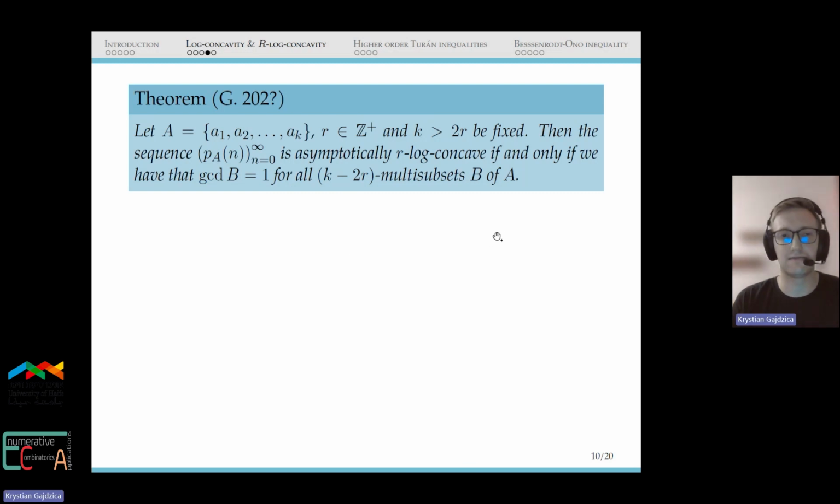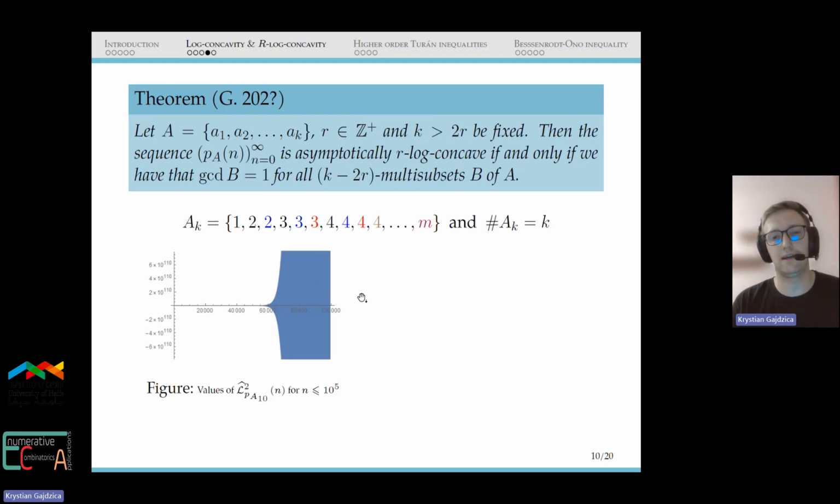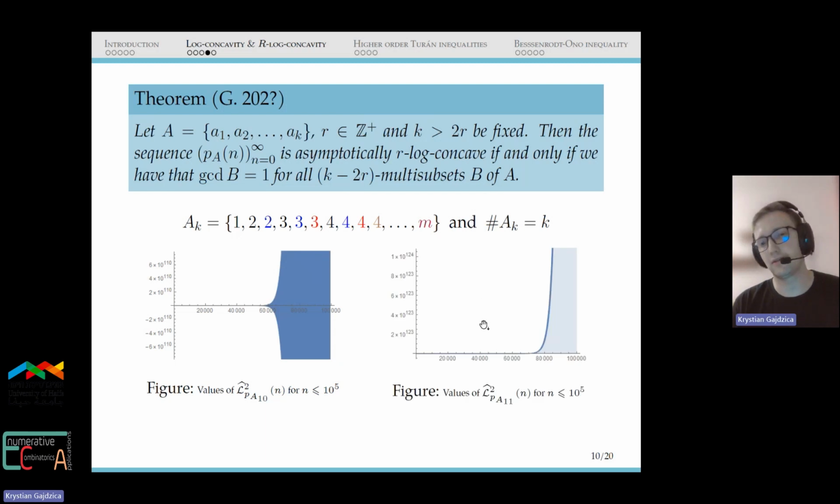However, let us take at least a look at an example. For instance, if we assume that A_K is given by the following equality, so it is actually a multiset which consists of the following elements, and let us assume that the cardinality of A_K is just K. Then, in order to be certain that the corresponding A_K partition function is 2 log concave, we need to have that K is at least 11. If we would like to consider 3 log concavity, then we need to require that K is at least 13, and so on and so forth.